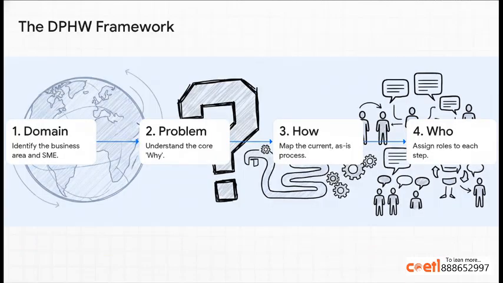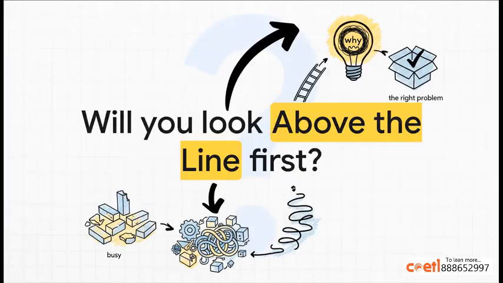So by moving through domain, problem, how, and who, and it's really important to do it in that order, you build this incredibly complete picture. You're starting with the high-level strategic why, and then drilling down to the specific tactical details in a really structured, repeatable way. You know, when you boil it all down, this entire framework is about a simple shift in perspective.